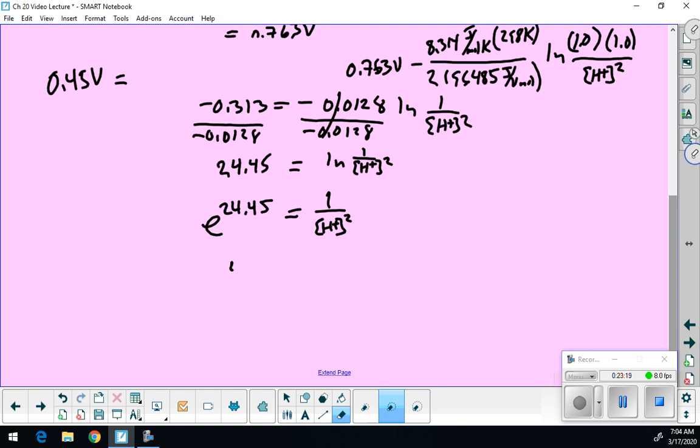So I get 4.167 times 10 to the 10th is equal to 1 over H plus squared. I take the inverse of that. And so I get H plus squared is equal to 2.399 times 10 to the minus 11th. Take the square root of that.